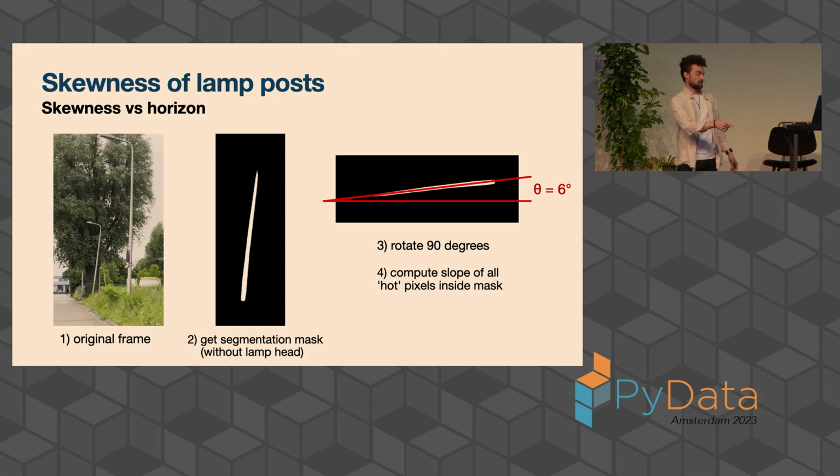In this case, it's an angle of 6 degrees, and this is also the threshold for Port of Rotterdam to replace a lamppost. So when it's over 6 degrees, it's a potential hazard, and it has to be replaced or at least maintained.